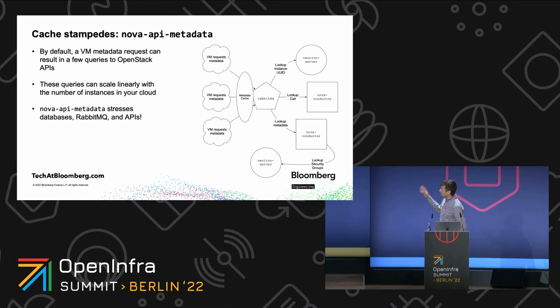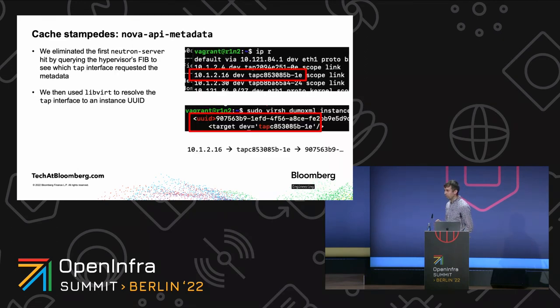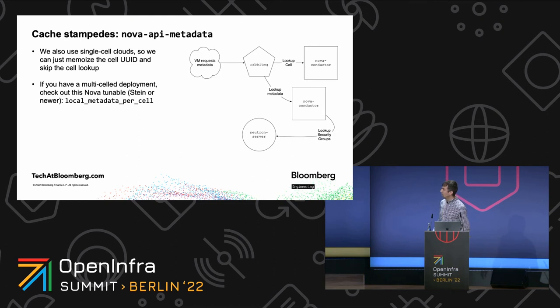So going back to this original flow path, these queries can scale linearly with the instances in your cloud. The first thing we did is we looked at, do you really need to look up the instance UUID? One of the things that we can leverage, that probably doesn't work for a generic OpenStack cloud, is we can look at the routes to the taps on the hypervisors. We can deduce which tap has which instance IP associated with it, and then we can go to libvirt and see which of those tap interfaces is related to which instance ID. So we can basically distribute this database live across all of the hypervisors and just do local queries to determine how to map from that instance IP to a UUID. And so if we do that, we can just get rid of that call.